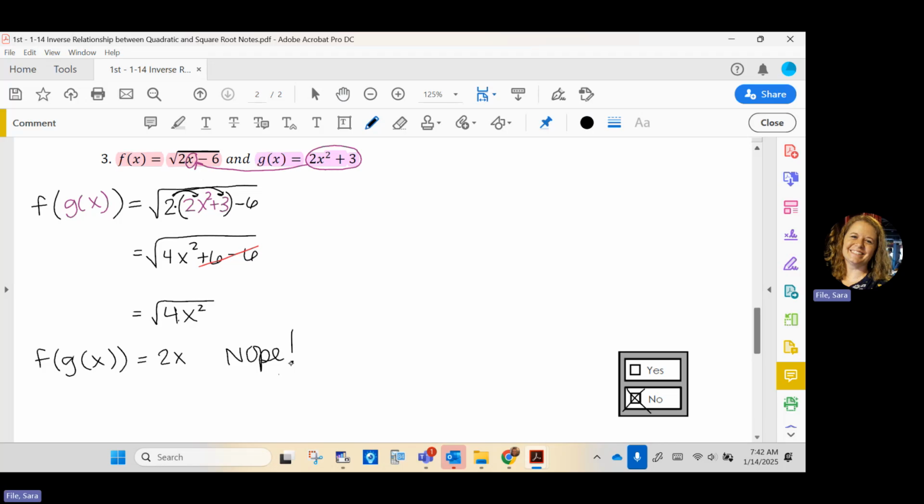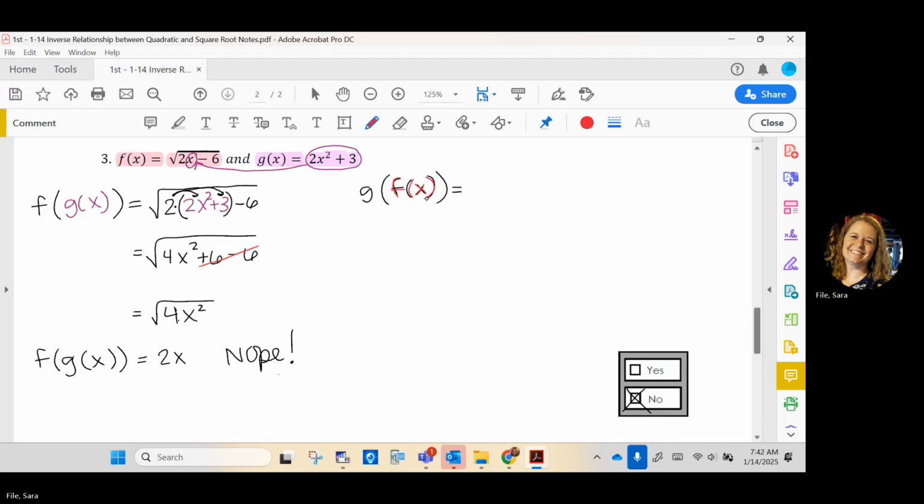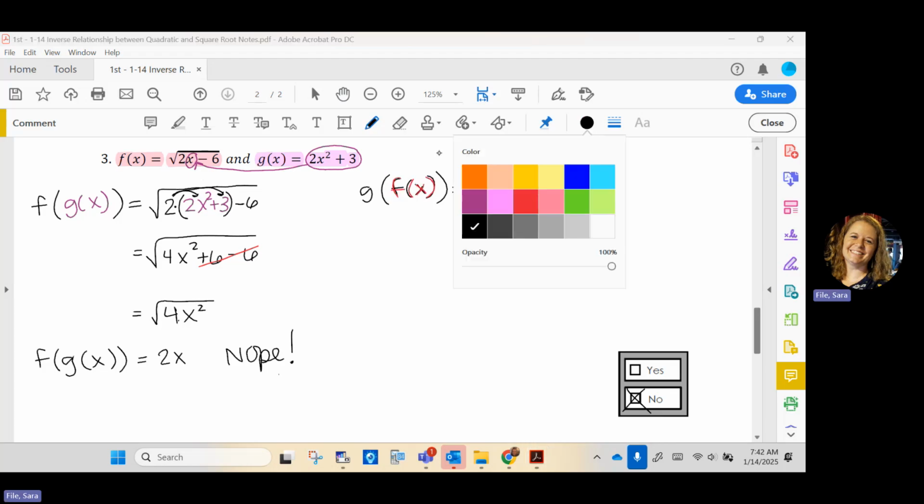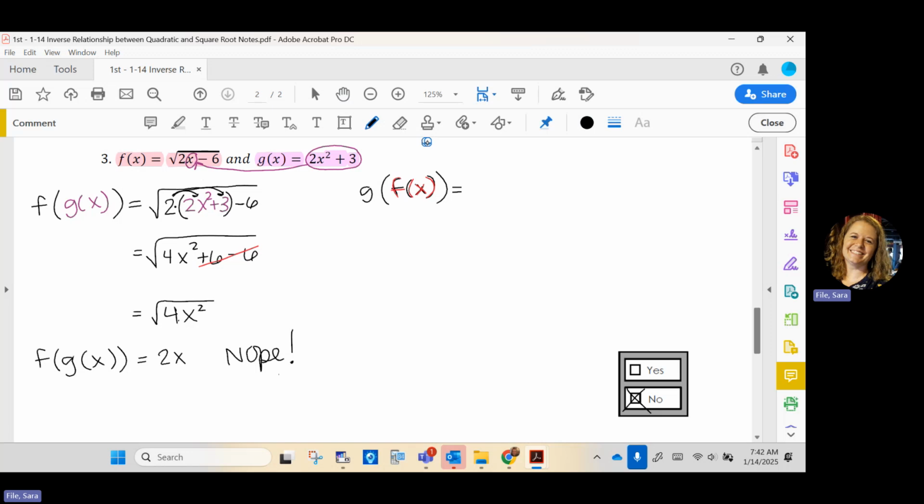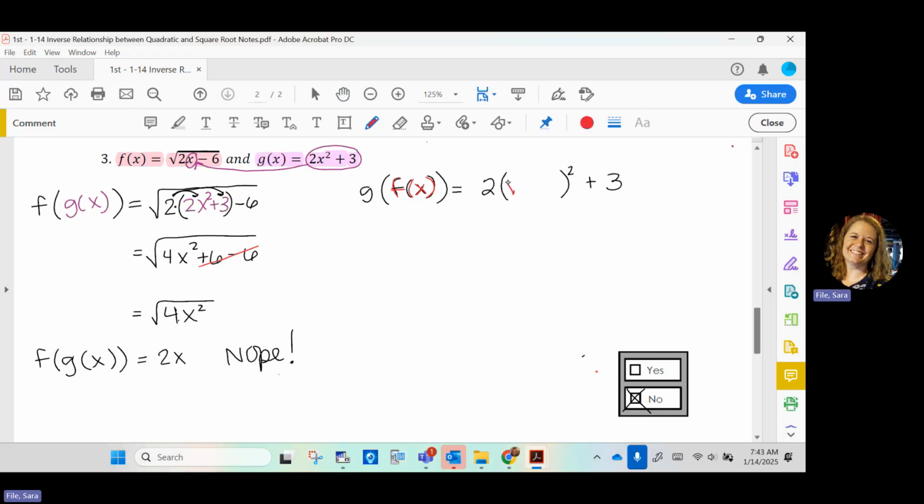Okay, if you tried the other way, I'll just show you for the sake of your notes. If you put g as the outer function and plugged f in, we're doing f as the input here, it would have looked like this. You would have had 2, and then instead of x, we would be plugging in square root of 2x minus 6.